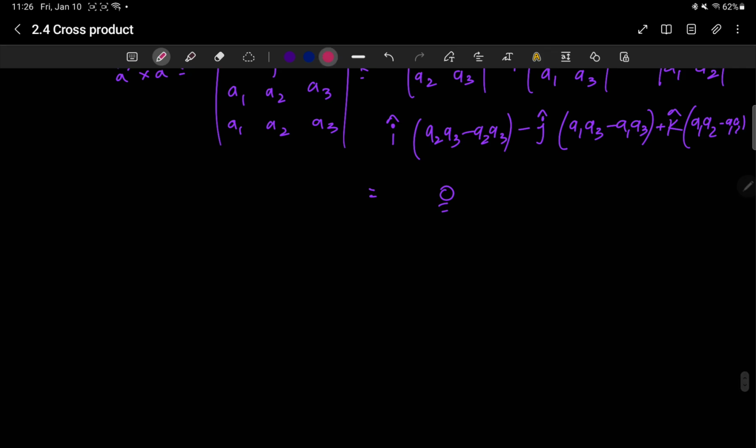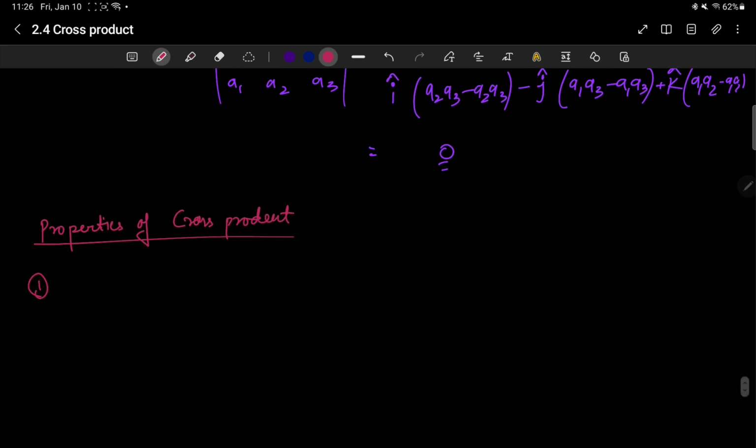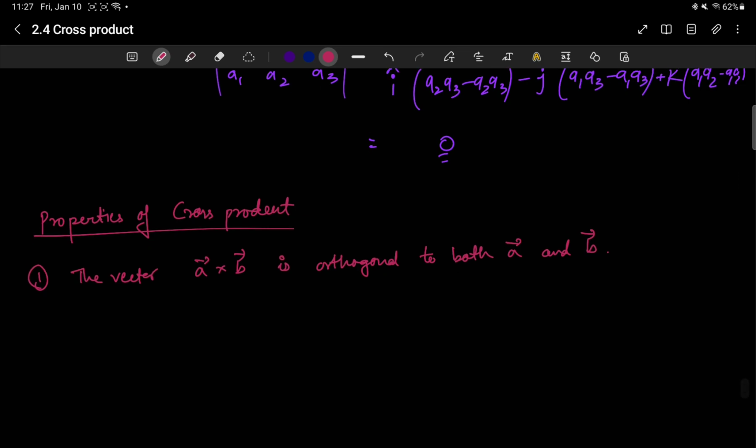Just as with dot product, there are some properties. Properties of cross product. One: the vector given by A cross B is orthogonal to both A and B, which makes sense, right? That's how we define that, or that's how we found these.